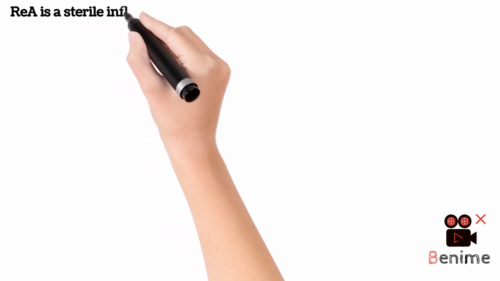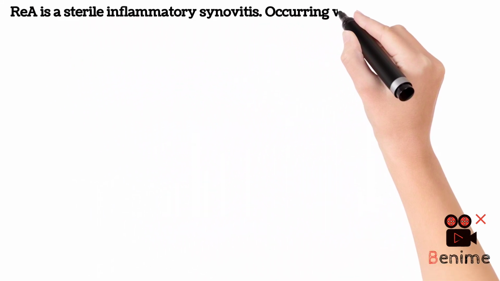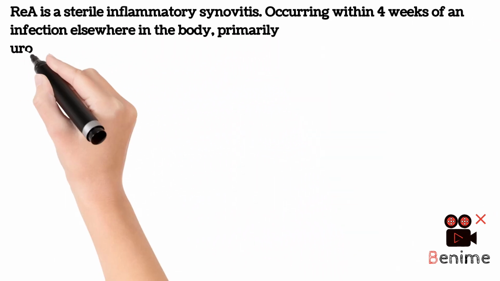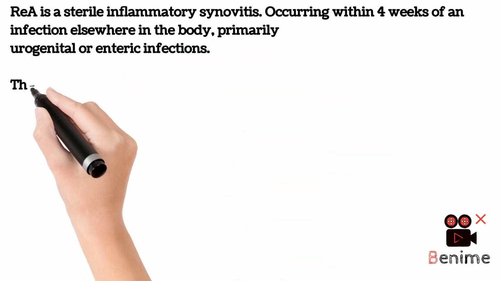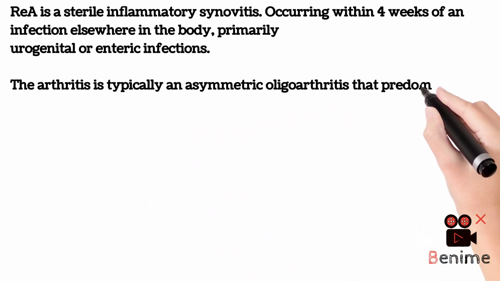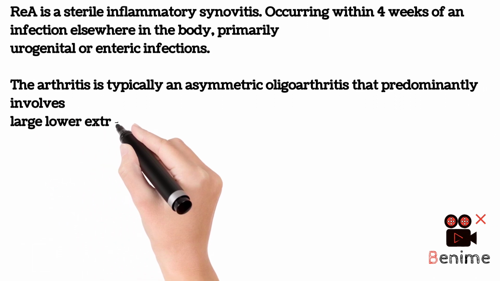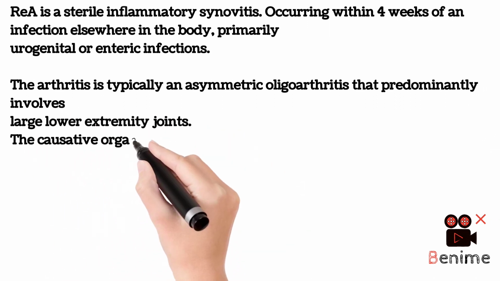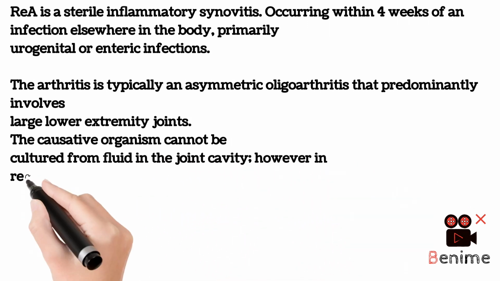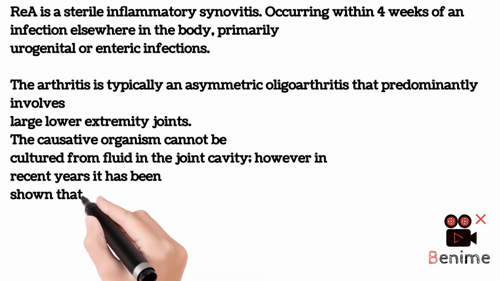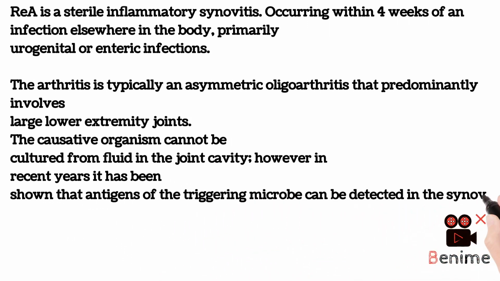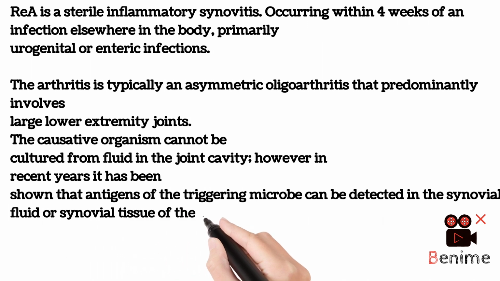Reactive arthritis is a sterile inflammatory synovitis, occurring within 4 weeks of an infection elsewhere in the body, primarily urogenital or enteric infections. The arthritis is typically an asymmetric oligoarthritis that predominantly involves large lower extremity joints. The causative organism cannot be cultured from fluid in the joint cavity, however in recent years it has been shown that antigens of the triggering microbe can be detected in the synovial fluid or synovial tissue of the affected joints.